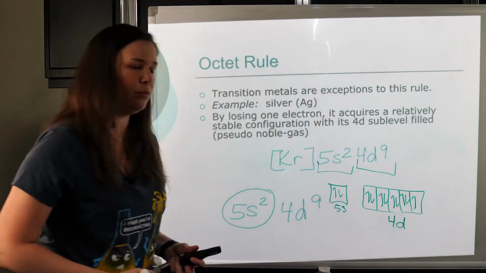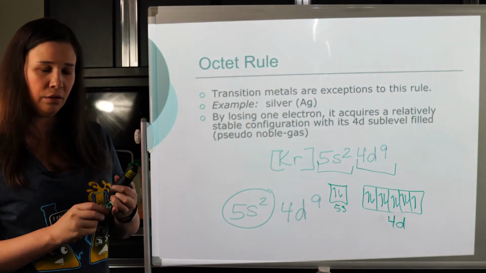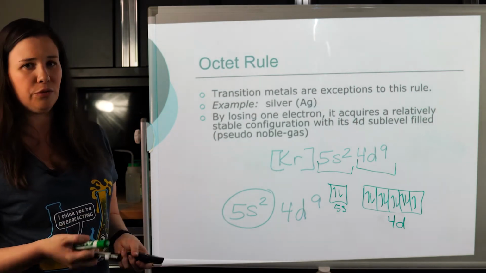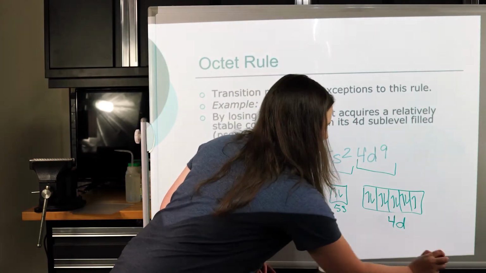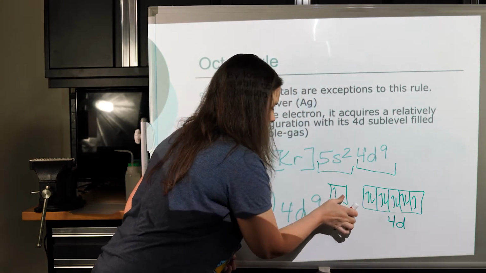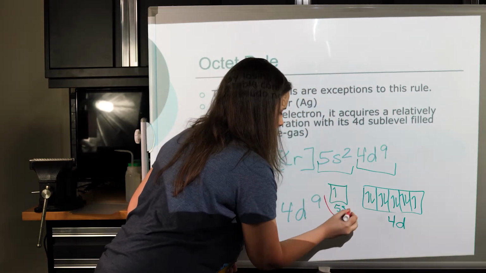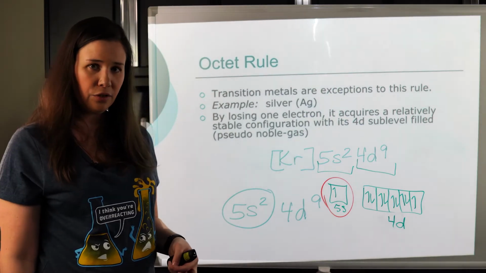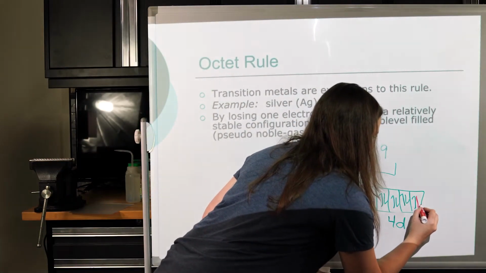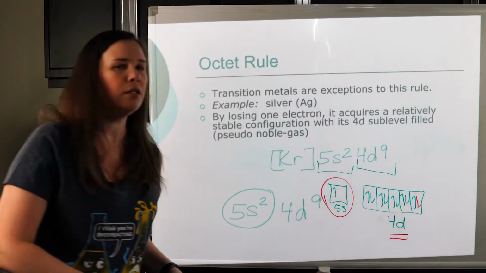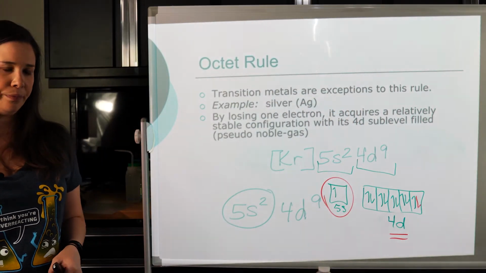And notice that I have one box that's not paired. Well, that's a really big problem for transition metals. They don't like that very much. So instead what they're going to do is steal one from the s, so I only have one electron in my 5 energy level. And that electron is going to go to complete the 4d orbital.